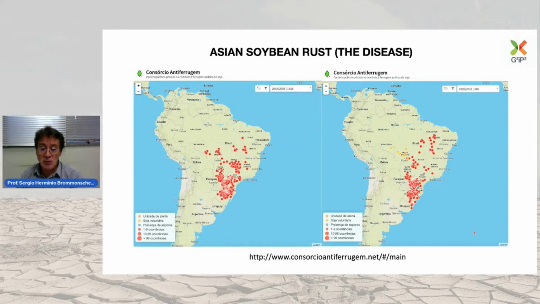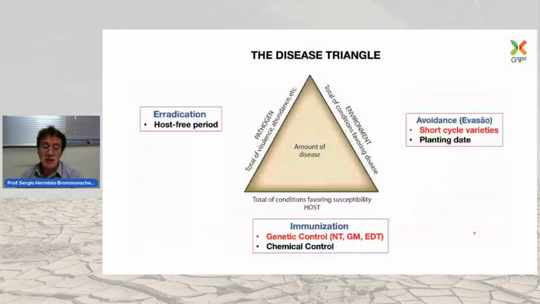So overall, the disease is present in all the areas and has a very strong potential to decrease productivity. So the farmers normally control it using different strategies. Just to give you a reminder, in plant pathology, the amount of disease that we see in a field or in a region depends on the pathogen, how abundant and how virulent it is; on the environment, and especially for Asian soybean rust, humidity is very important and a temperature of 25 to 27 degrees is the best condition; and also on the susceptibility of the host and how abundant the host is.